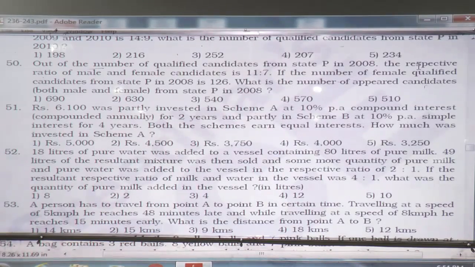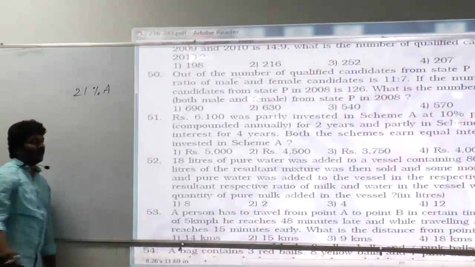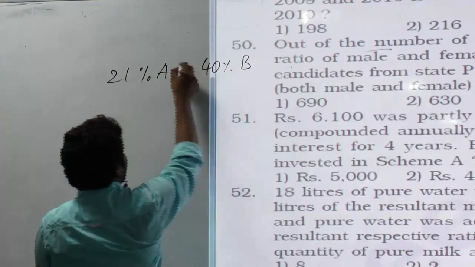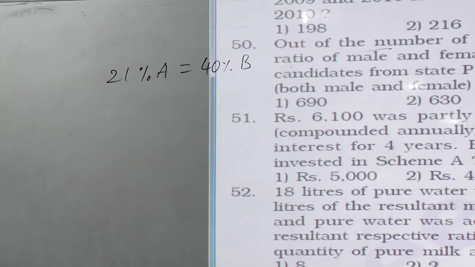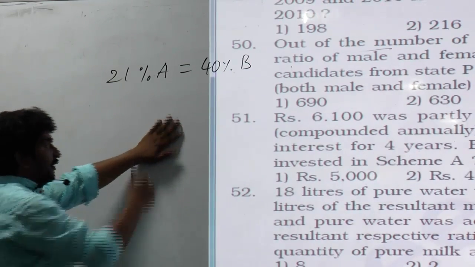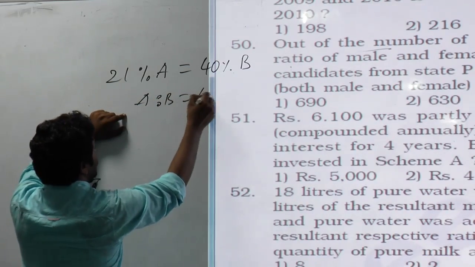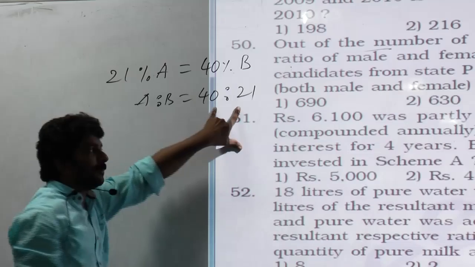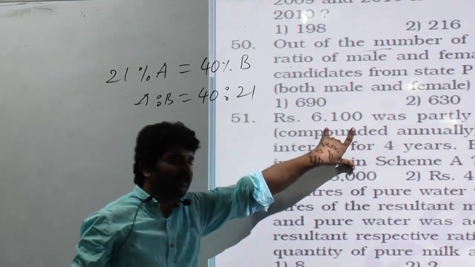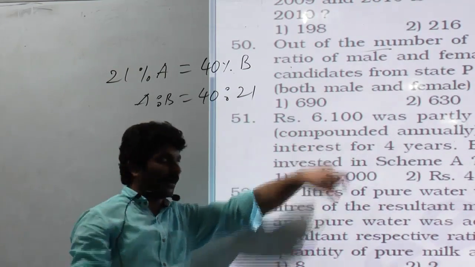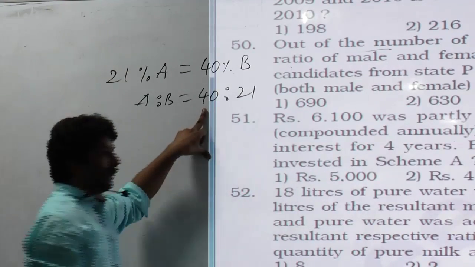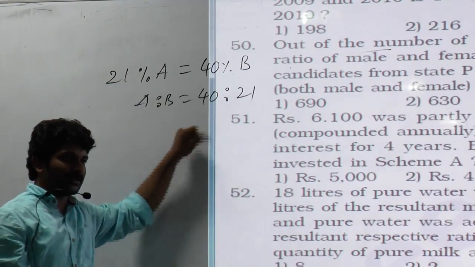Right. Interest obtained in scheme A is 21% of A, and then in scheme B 40% of B, and they said both are the same. So A is to B, or A by B, one and the same? From this I can say A by B is 40 by 21. So A is to B is equal to 40 is to 21. Total how many parts you have? 61 parts is equal to 6100. One part is 100. What is your question? Scheme A, 40 parts, 40 hundreds is 4000.